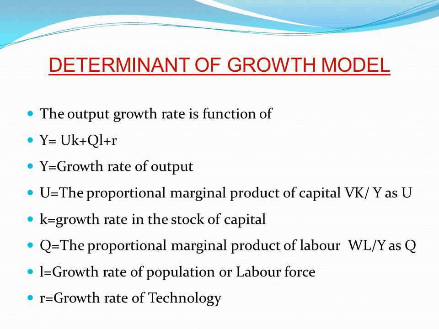Q represents the proportional marginal product of labor, W multiplied by L divided by Y, as Q. L represents the growth rate of population or labor force. R represents the growth rate of technology.